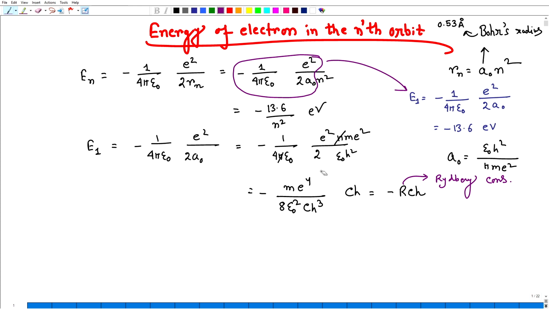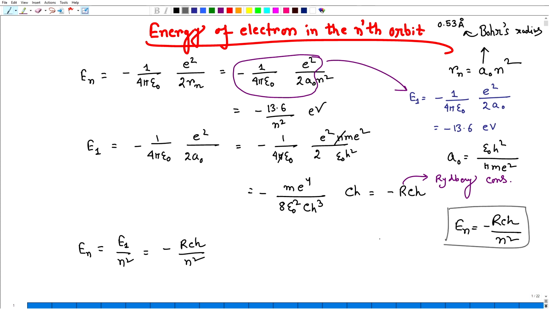Okay. So this is U1. So generally what will be the En then? En is just E1 by n square. So En is E1 by n square and E1 is minus RCH divided by n square. So this is a very important relation, that En is minus RCH divided by n square.